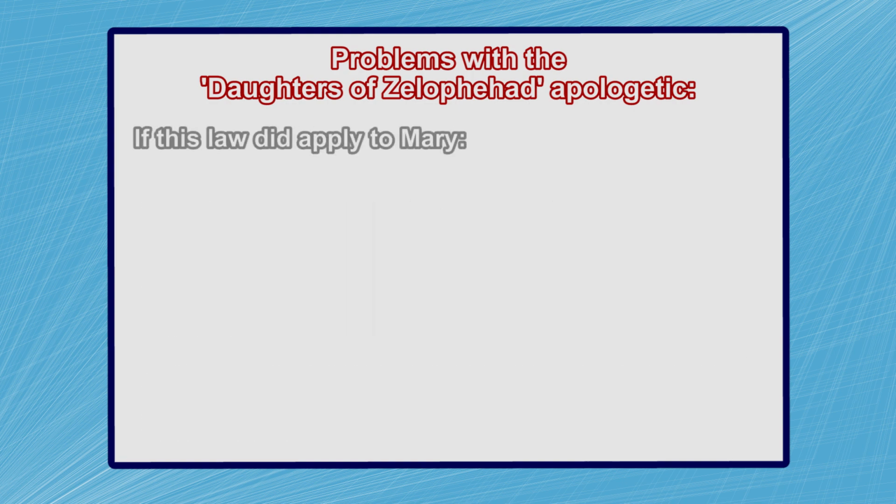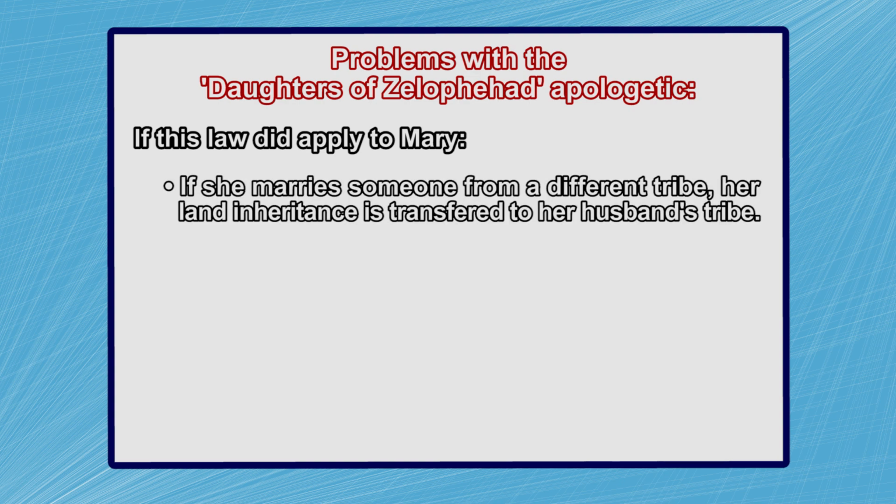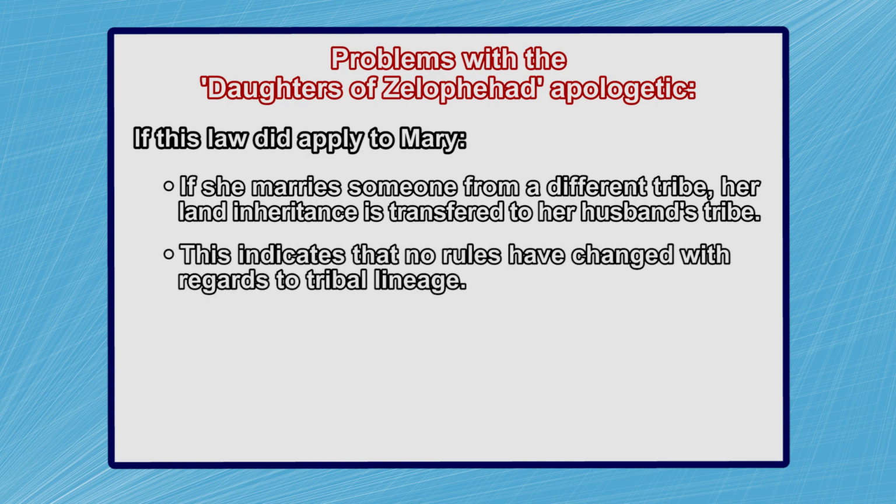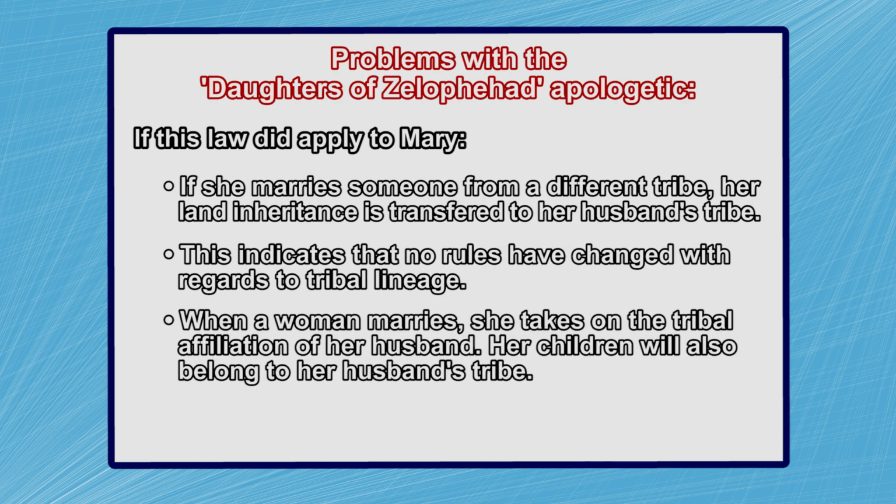So let's say this law applies to Mary. Let's say she has no father and no brothers, and so she's granted her father's inheritance. If she marries someone from a different tribe, then her land inheritance is lost because ownership would transfer to her husband's tribe. This indicates that no rules have changed with regards to tribal lineage. When a woman marries, she takes on the tribal affiliation of her husband. This is why her inheritance would transfer to her husband's tribe.